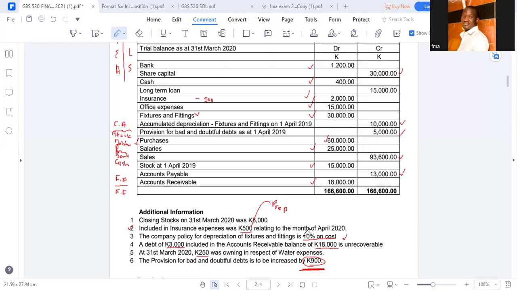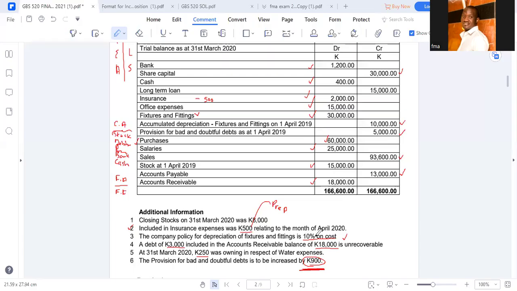However, if we were told to calculate 10% on reducing balance, what we would have done is firstly subtract 30,000 minus the 10,000 to get 20,000, and that's when we factor in the 10,000. So meaning we'll be calculating 10% of 20,000, which is 2,000. So you need to be careful when it says on cost and when it says on reducing value. On cost, I repeat, is 10% directly on this amount of 30,000.